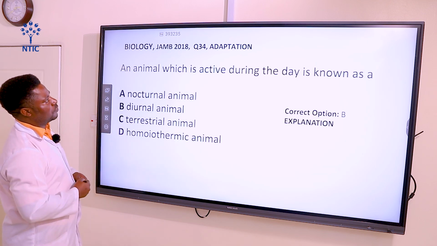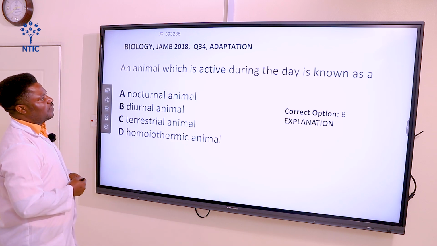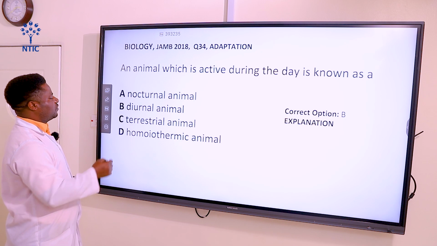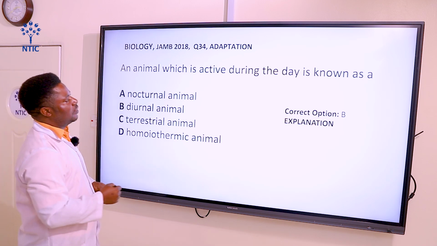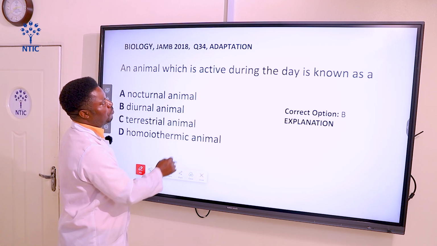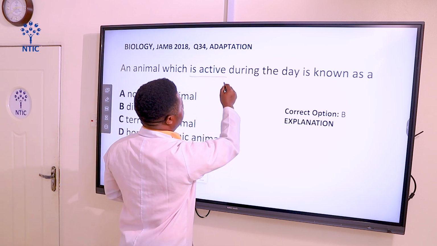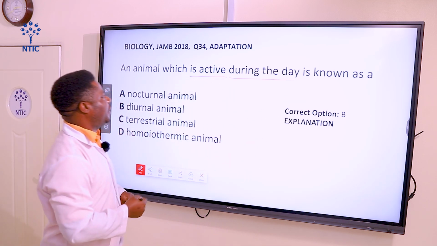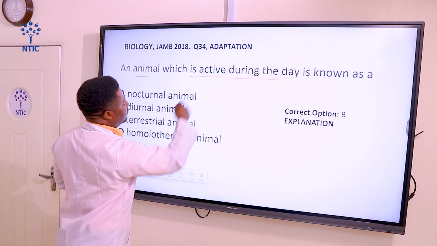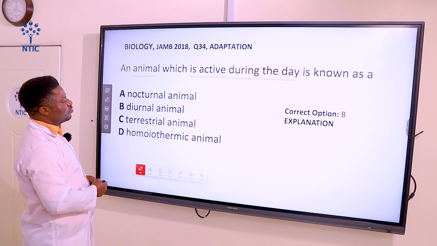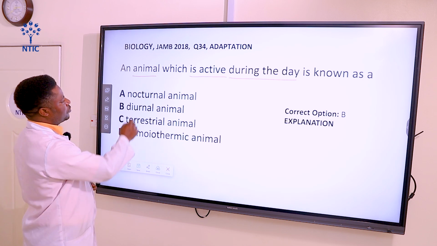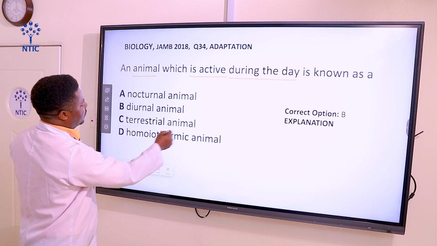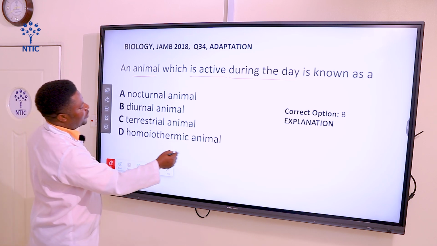Question number 34. An animal which is active during the day is known as. The emphasis on this question is placed on an animal that is active during the day. What is the name given to such an animal? Now, let's go to the options. Here we have nocturnal animal, diurnal animal, terrestrial animal, and homothermic animal.